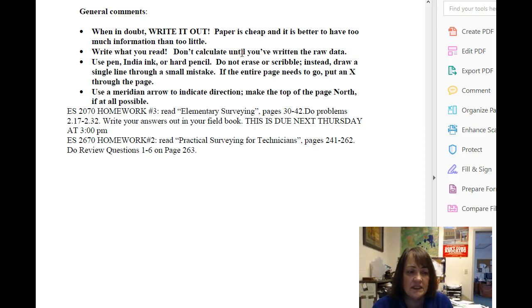If you're in ES 2670, this will be homework number 2 for you because we did not do units and significant figures. So this will be homework number 2, and like I said, this is in chapter 14 of Practical Surveying for Technicians. So read pages 241 through 262 and do the review questions 1 through 6 on page 263.